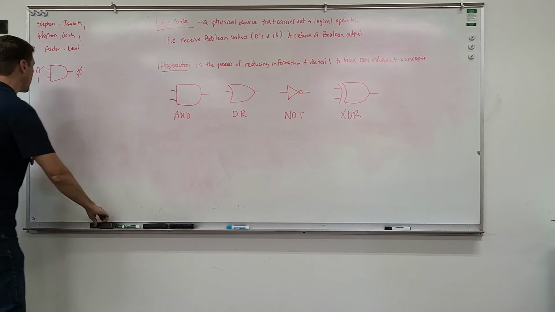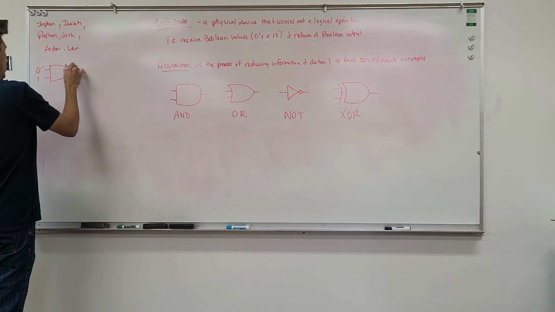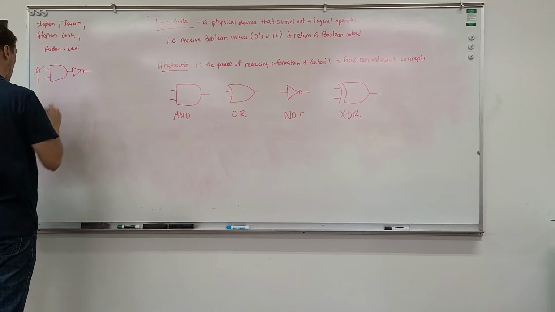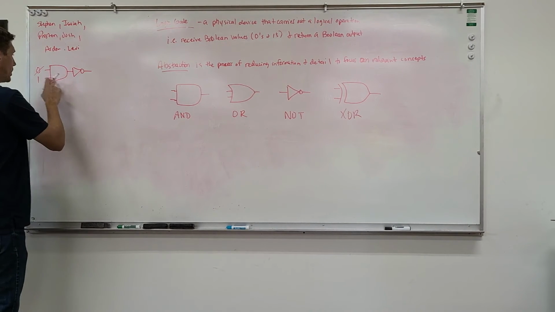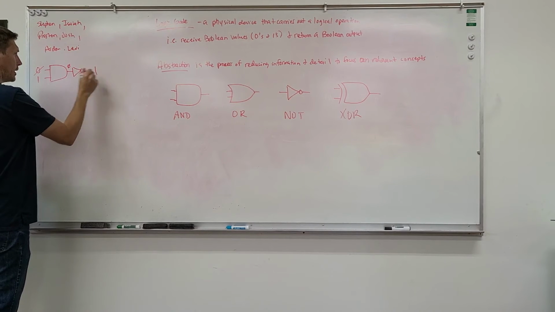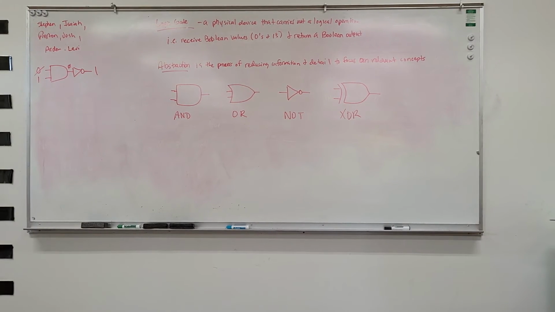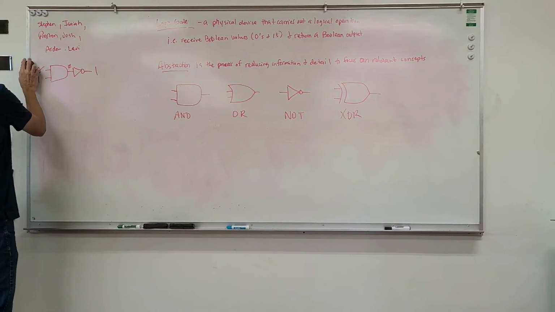So what if I did something like this? I did an AND gate, and then I had that feed into a NOT gate. Now what would my answer be? 1, right? Because this 0 and 1 together produces a 0 here, but then when we NOT that, we get a 1. So 1 would be our output. Make sense? So you chain these together and build more complex logical operations.